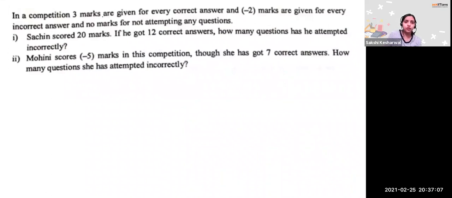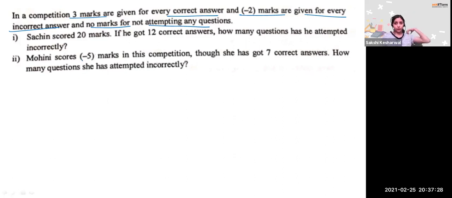In the competition, 3 marks are given for every correct answer, minus 2 marks are given for every incorrect answer, and no marks for not attempting the question. Simple. We also do this, right? Okay. Sachin scored 20 marks. If he got 12 correct, how many questions has he attempted incorrectly?